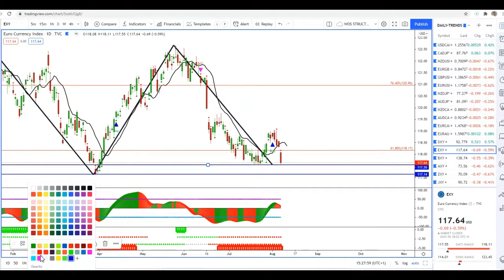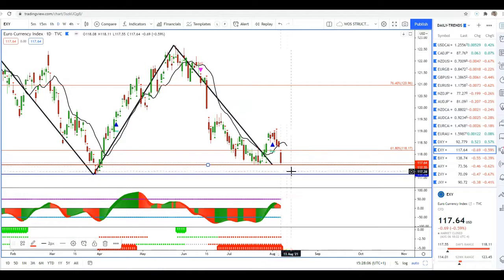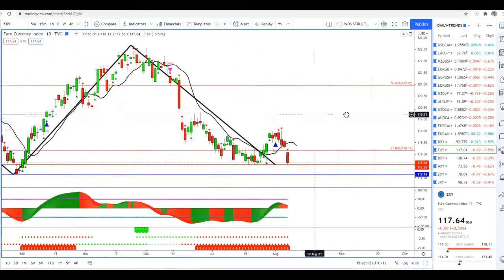Let's put the, we have to use red line for that, because below there it becomes a little bit bearish. Okay, so we have to watch out for that zone. So euro is still bullish.